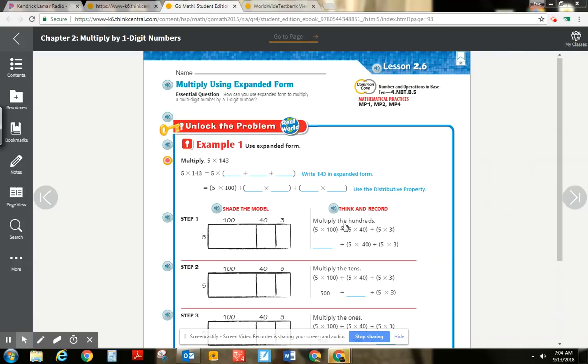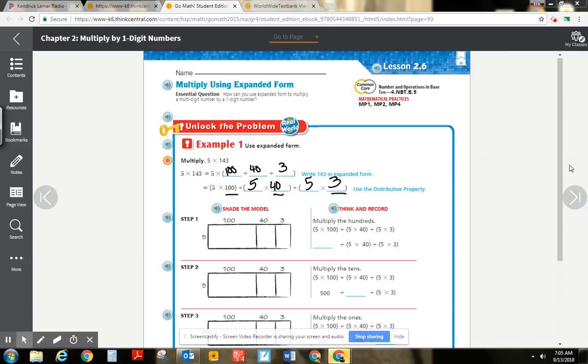Now, expanded form we talked about in chapter 1, we're going to blow up 143 by the place value. So there's 100, there's the 40, and then there's the 3, right? 143, when you look at it by place values, ones, tens, hundreds, okay? So we're going to then take that 5 and kind of rewrite it. So it's going to be 5 times 40 and 5 times 3. So there's my 143.